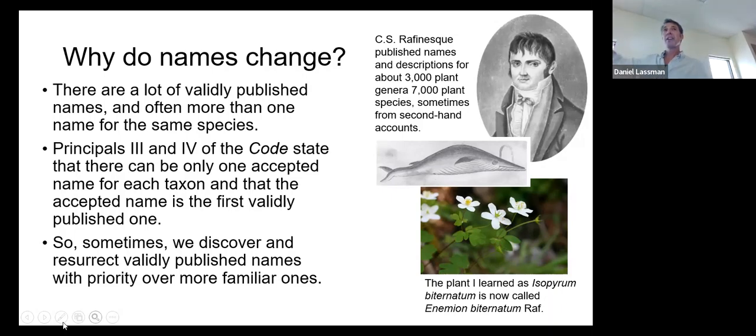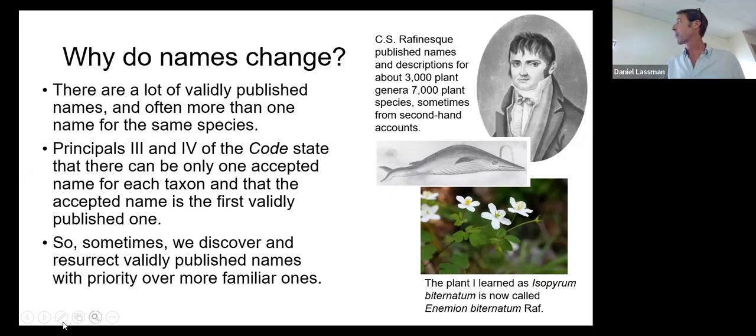So this character, Constantine Samuel Rafinesque, a brilliant biologist, eccentric, they called him. He published 3,000 different plant genera and about 7,000 different plant names and lost most of the specimens. And his descriptions were sometimes based on second or third hand accounts. So he actually published the name of this whale based on a description he got in a letter from someone who had found it on a beach in Sicily. But he published it legitimately, and then they got an account for what species of whale this is.